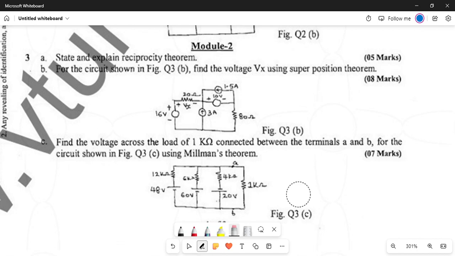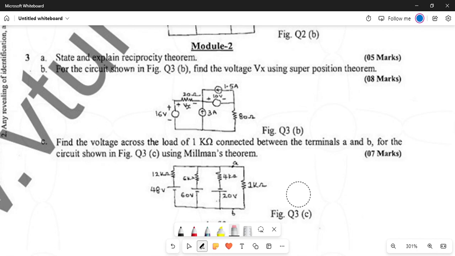After you keep one source as it is, you make the other sources either open circuit or short circuit, and you will get a simplified circuit. After you get a simplified circuit, what are you supposed to do?